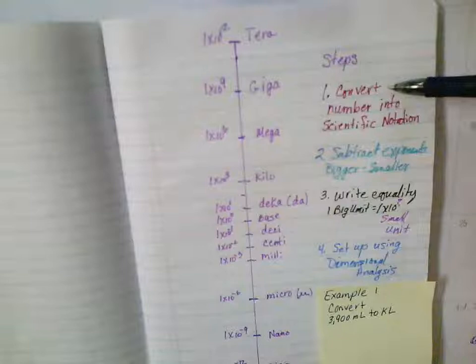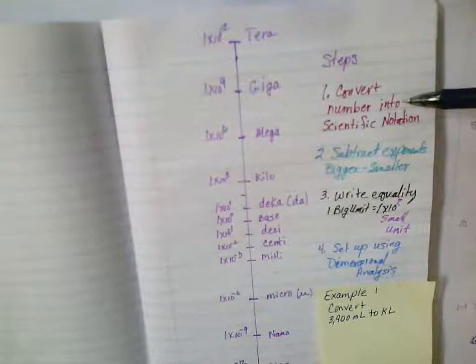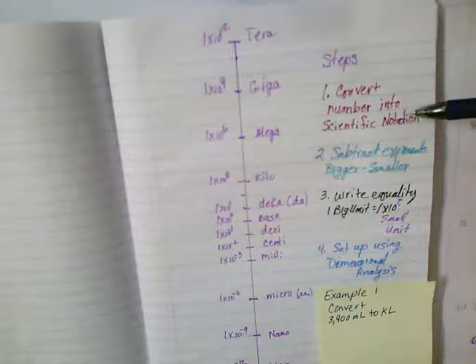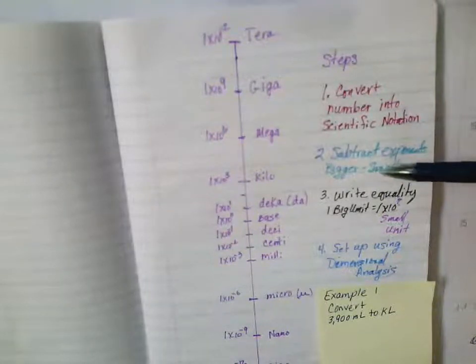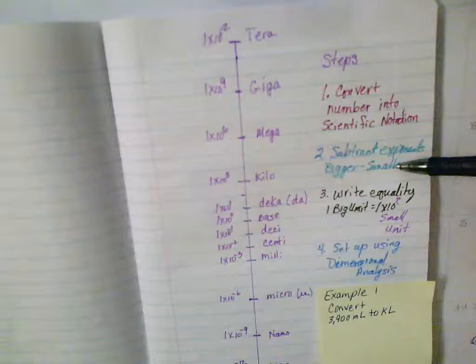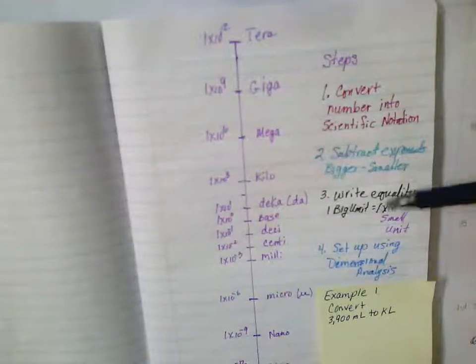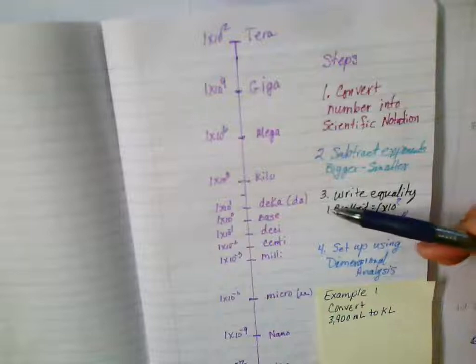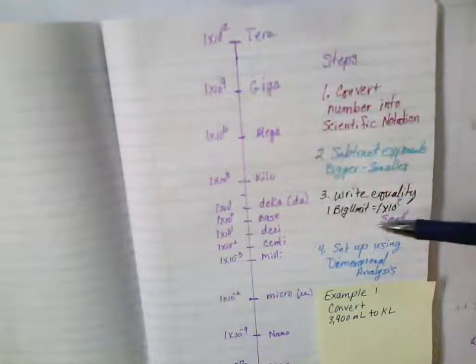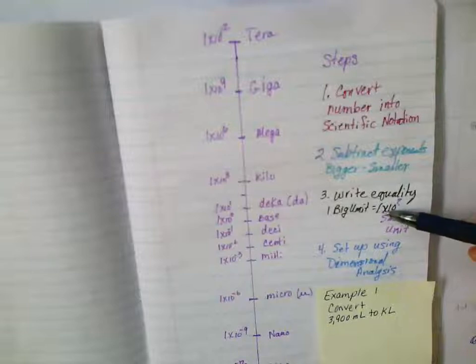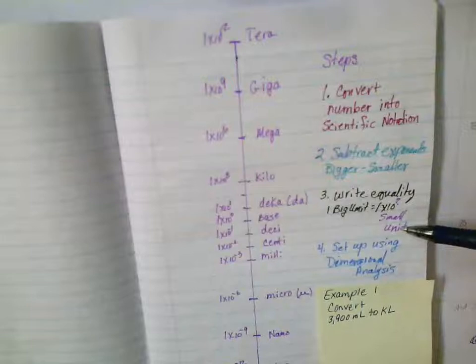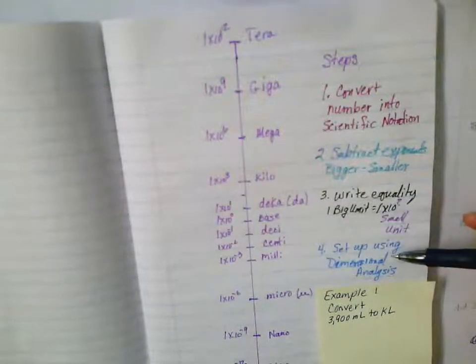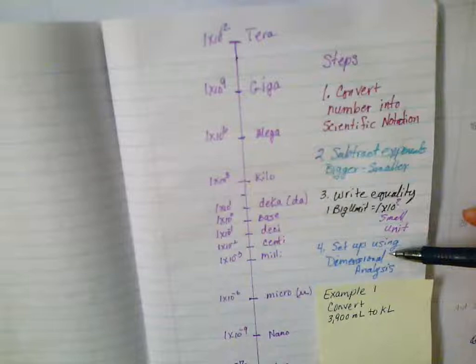The first step we need to do is convert whatever number we're given in the problem into scientific notation. Once we have it in scientific notation, then we're going to come over to our number line and subtract the exponents. We're going to take the bigger one minus the smaller one, and that will be the exponent for our equality. When we write our equality, it'll be 1 of the big unit, so the one that's higher up on this chart, equals 1 times 10 to whatever we got in part 2 for the smaller unit. And then we can use this equality to set up and solve our problem using dimensional analysis.